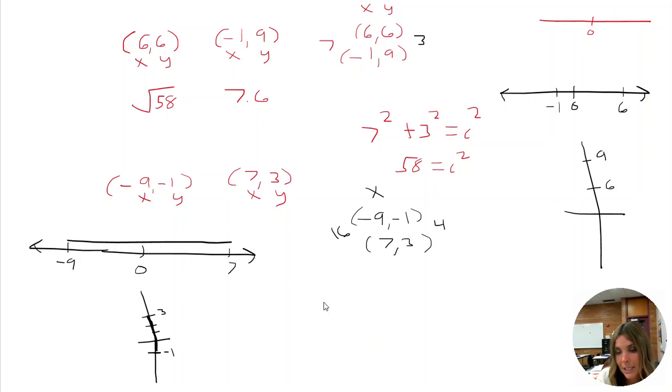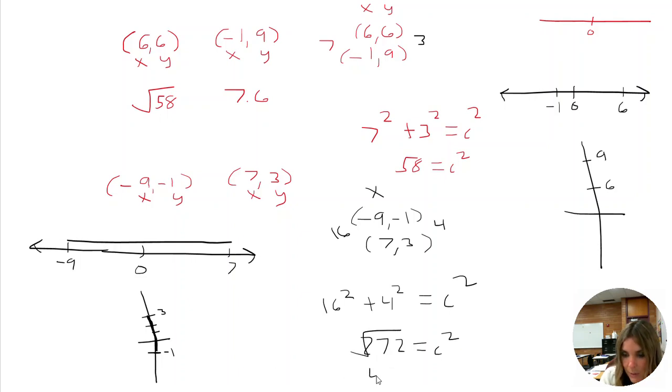So I'm going to say 16 squared plus 4 squared equals c squared. So now 16 squared plus 4 squared is 272. And when I do the square root of 272, I get 4 root 17. So as a simplified radical, I would say 4 times the square root of 17. And then if I put rounded to the tenths, that is going to round to 16.5.